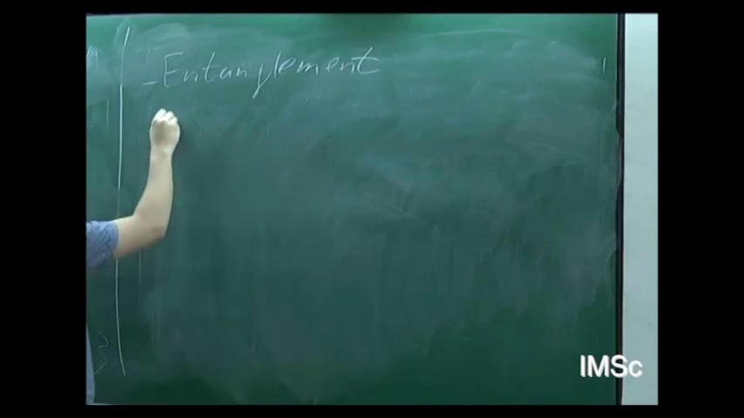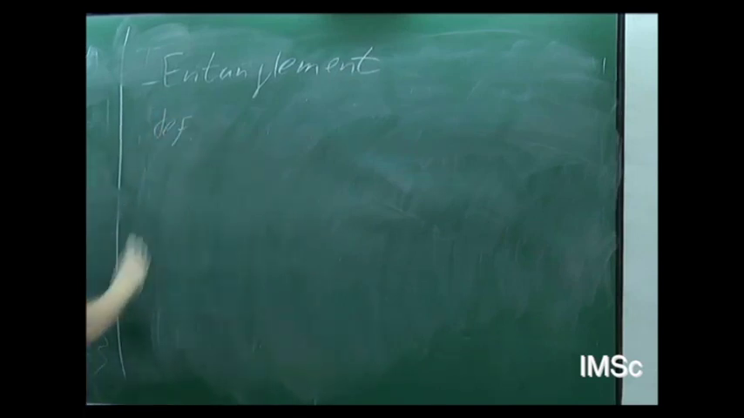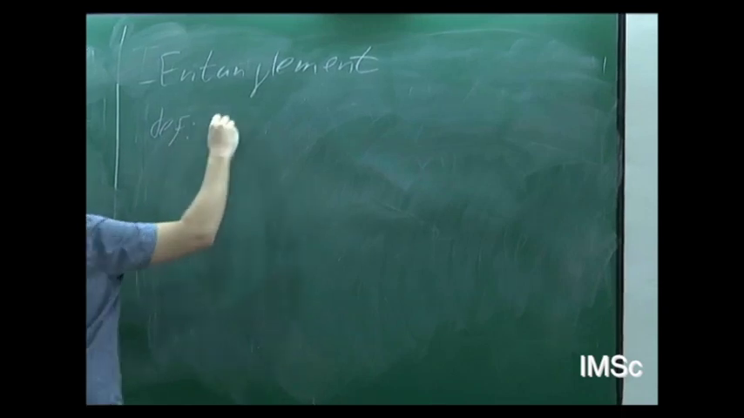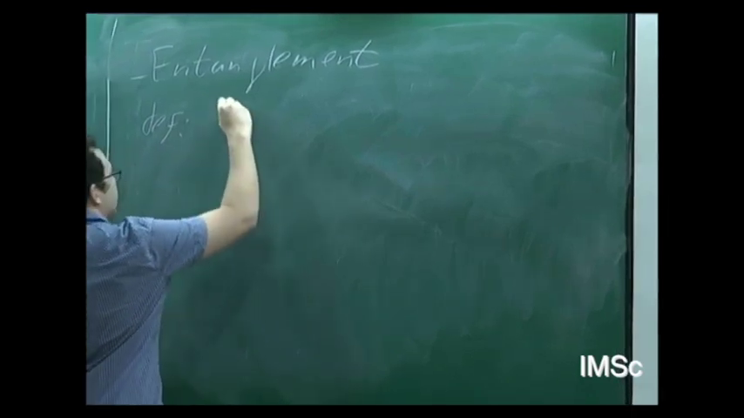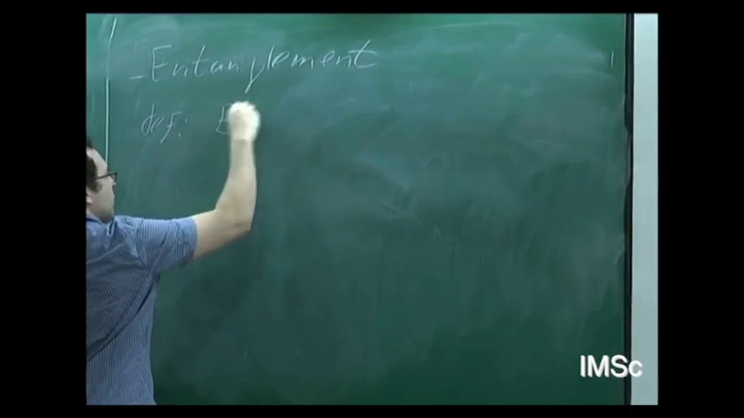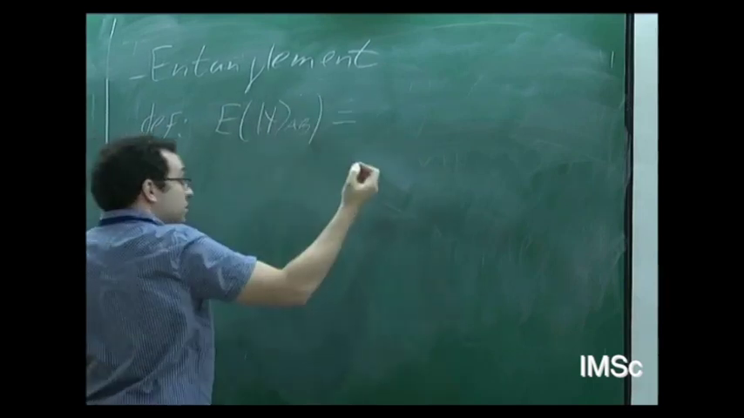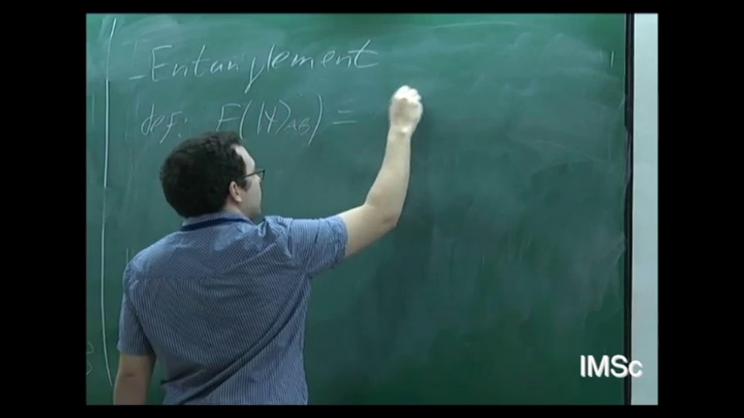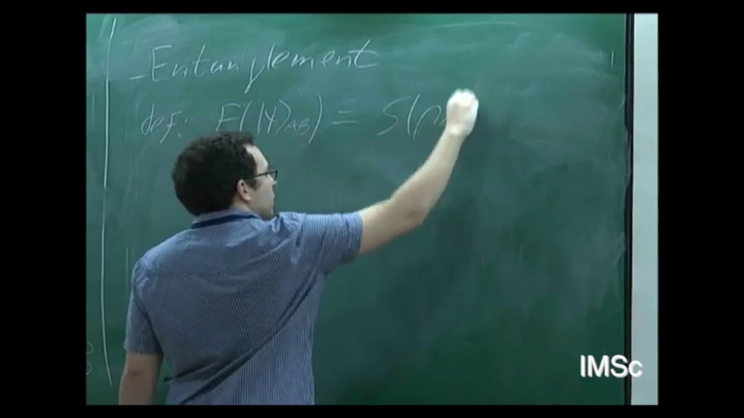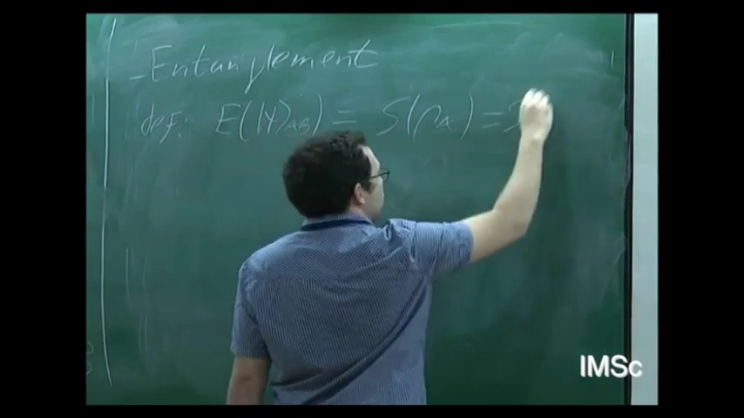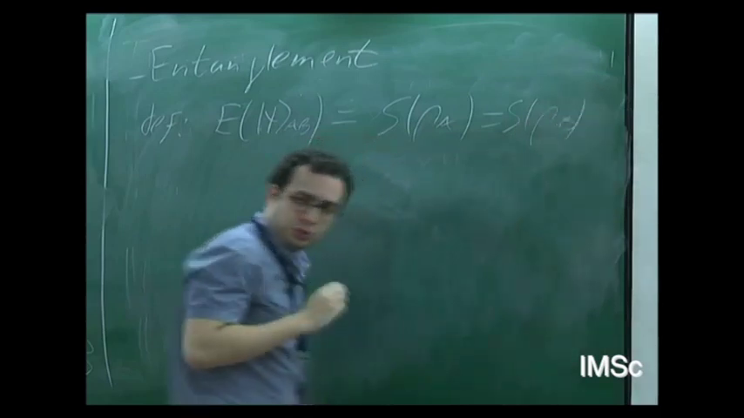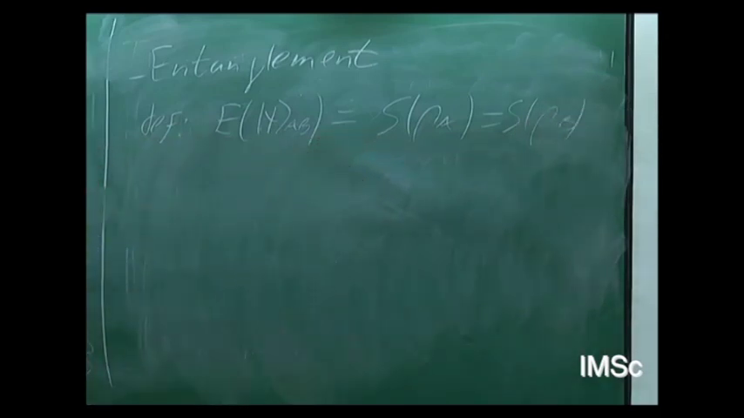And then we can now define a measure of entanglement, which is a very good one, which we call entanglement entropy. It's a measure for bipartite quantum states, and it's equal to the entropy of rho A. And this entropy is always equal to the entropy of rho B. This you will also show in the afternoon.